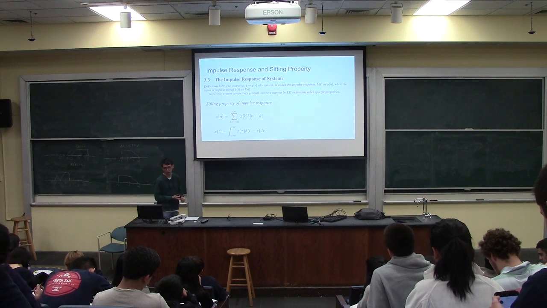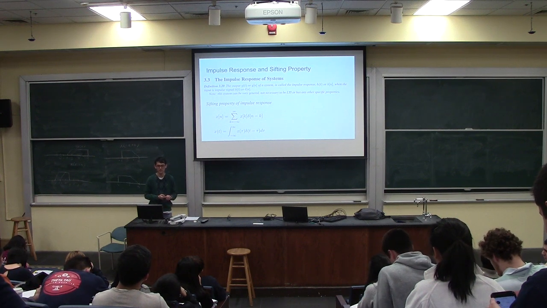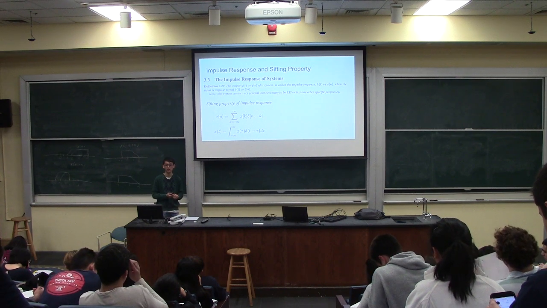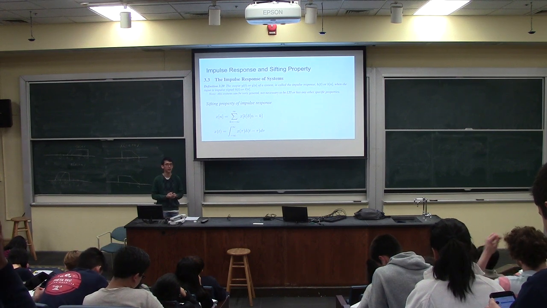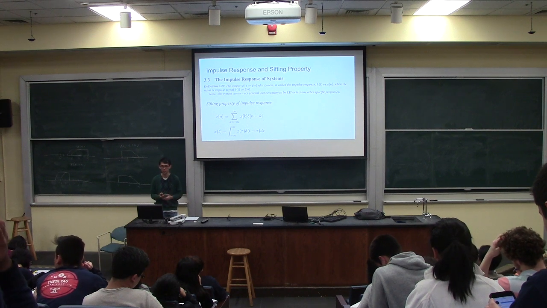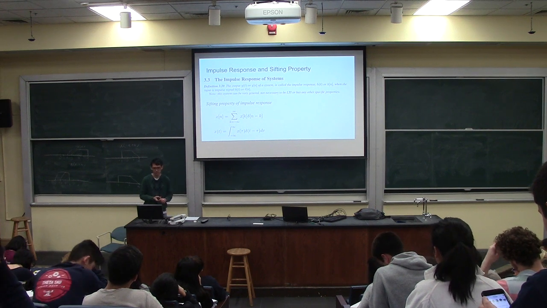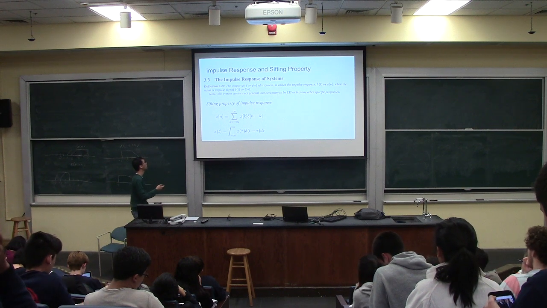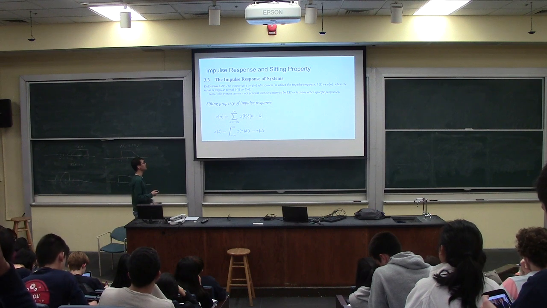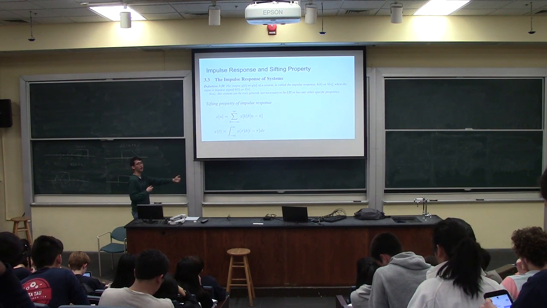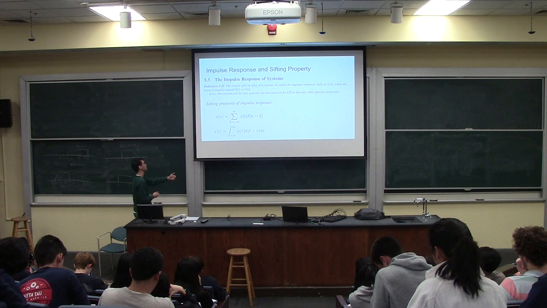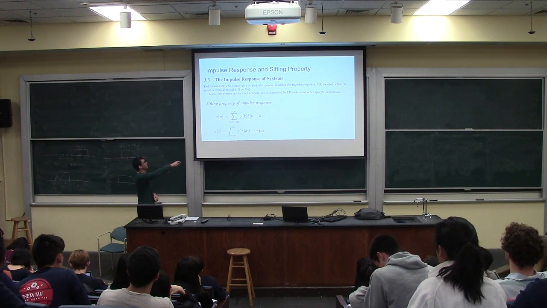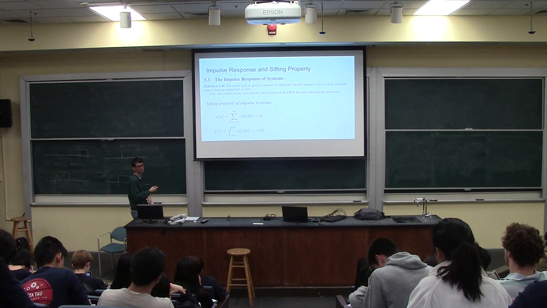OK, so one thing we learned is that every system, if you send in the delta function, you get a special function output back, and we call that the impulse response. And with the impulse response, there's also a property which is called the sifting property, in that you can represent any function as a weighted sum of its partitions by the delta function. So in discrete time, it looks something like this. And in continuous time, we have the integral version.